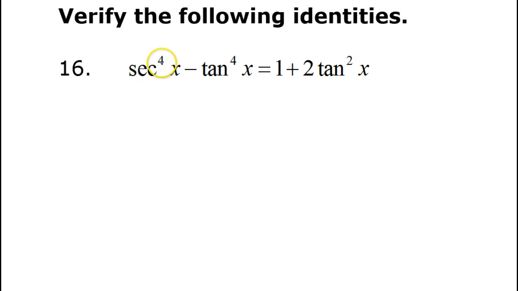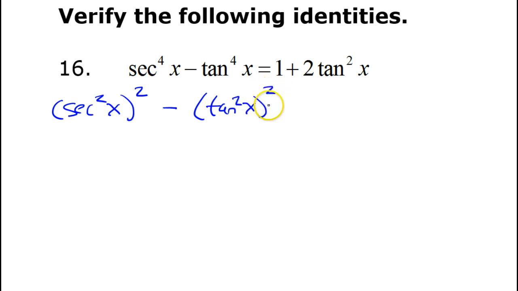Secant to the fourth power is just the same thing as secant squared, squared, right? If you square something that's already squared, that would be to the fourth power. Similarly, I have minus, and this would be the same thing as tangent squared x, squared. So think of it that way.